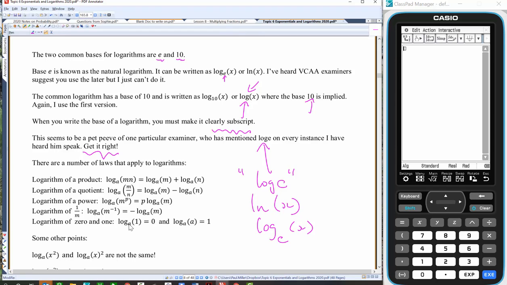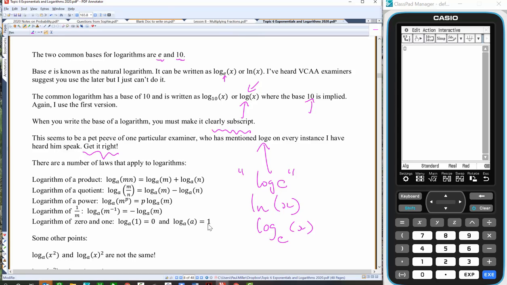Logarithm of 0 and 1: the log a of 1 is equal to 0. Think about it. a raised to what number would give us 1? That's the law: anything raised to the power of 0 is 1. Right, this one here says a raised to what number would return itself?